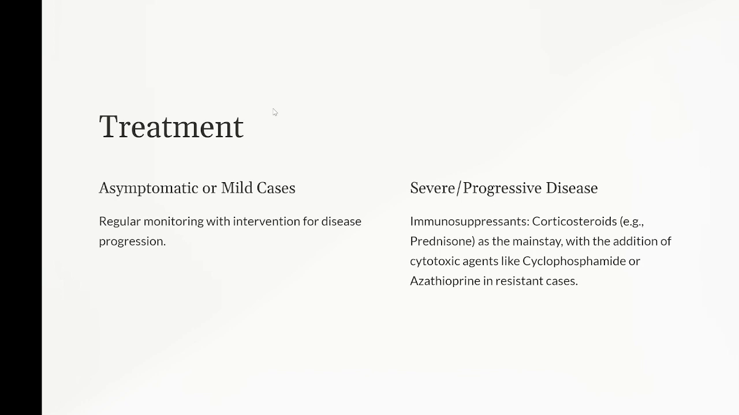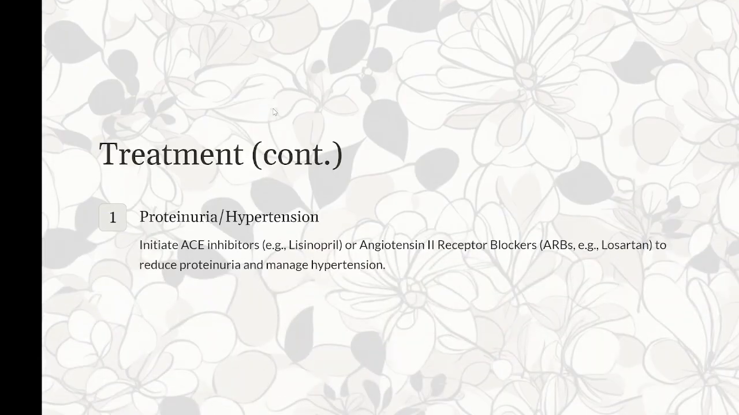Severe progressive disease: immunosuppressants, with corticosteroids, e.g. prednisone, as the mainstay, with the addition of cytotoxic agents like cyclophosphamide or azathioprine in resistant cases. Supportive management includes blood pressure control, dietary protein restriction, and lipid management.